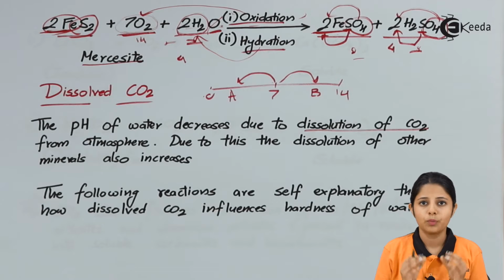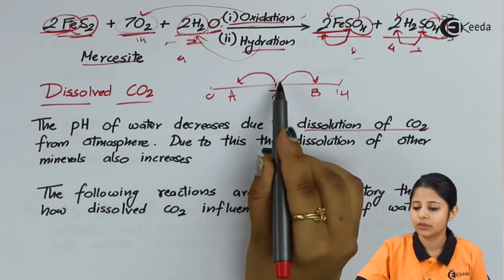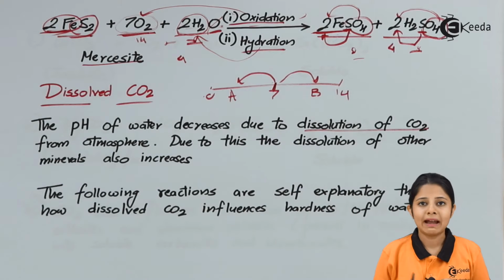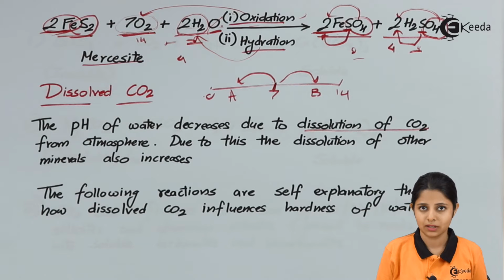Water itself, pure water, is neutral. That means it will be at pH 7. When we add impurities to it, the impurities either increase the pH or they decrease the pH. If they are increasing the pH, they are making pure water basic. If they are decreasing the pH, they are making pure water acidic.